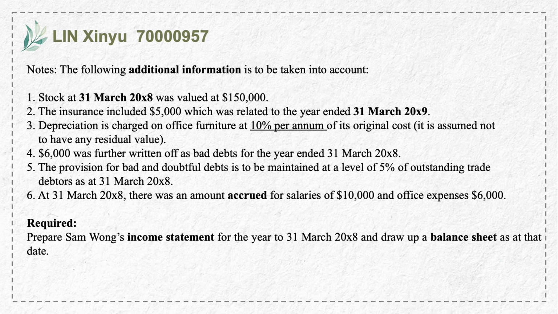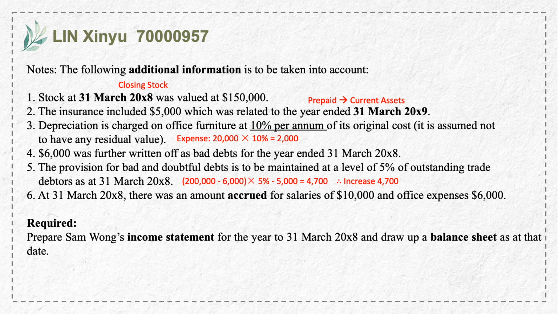This page is the additional information, and the first is the closing stock, and the second is the insurance related to the next year. So this is a prepaid expense, and it belongs to current assets. And the third one is depreciation. We should use the cost of office furniture times 10% to get this year's depreciation 2,000.